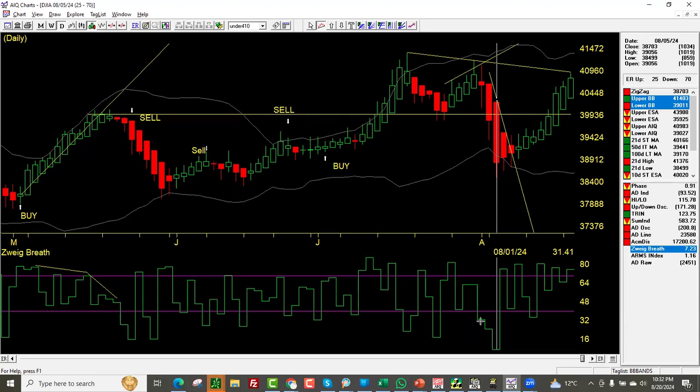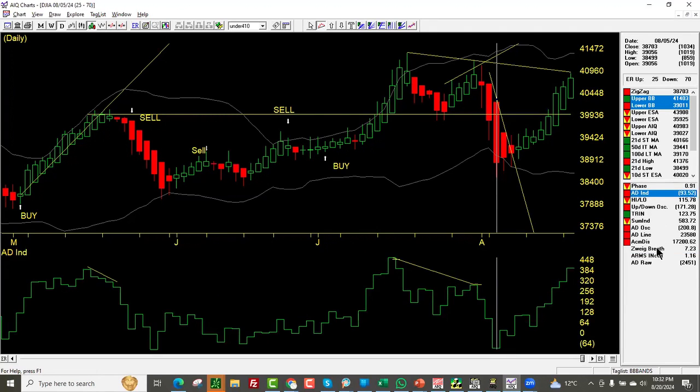So, an interesting indicator, that Zweig breadth. I think we'll have to look at that in some more depth. I programmed that in there with the Arms index in its raw form as well, so that you can check that out. So I like that. I like the AD indicator. I particularly like this Zweig breadth as well.